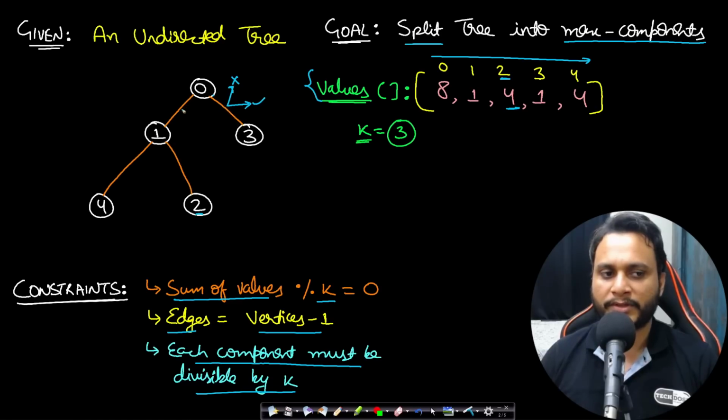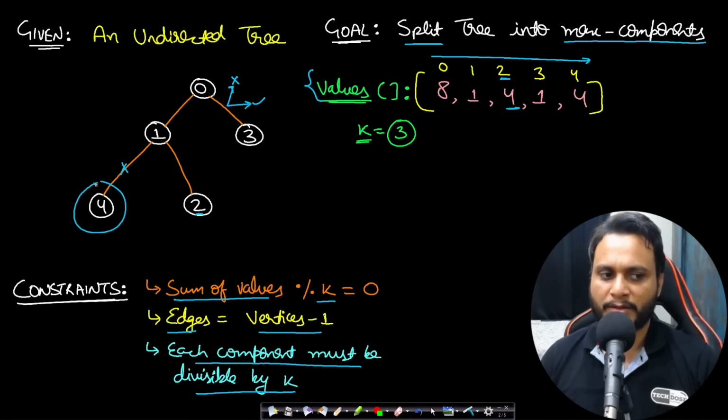Now I will look for the other option. Now let's find out if we can remove this edge between 1 and 4. If you think about it, then this component having just node 4 has a value 4, which is not divisible by 3, and therefore I cannot remove this edge 1, 4.